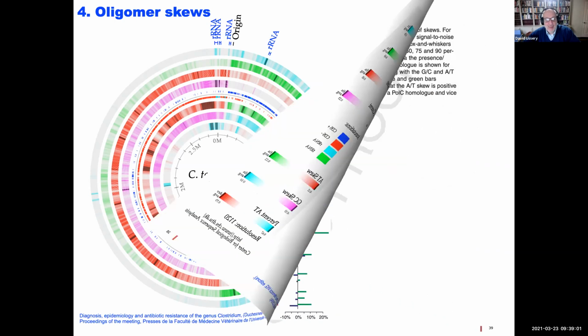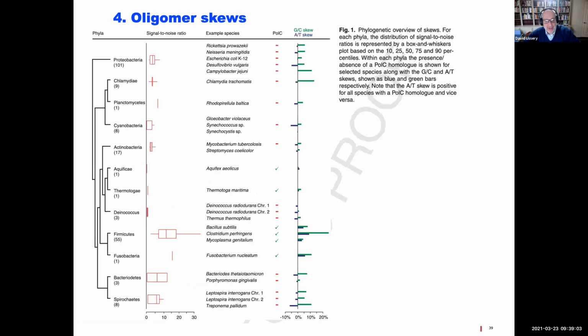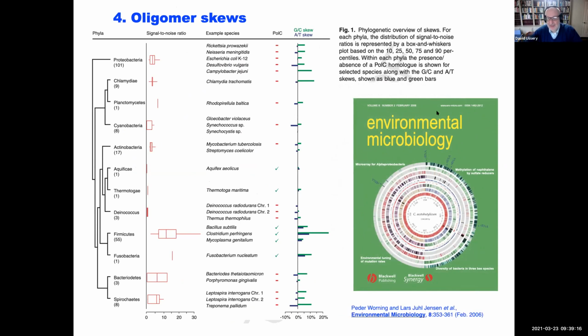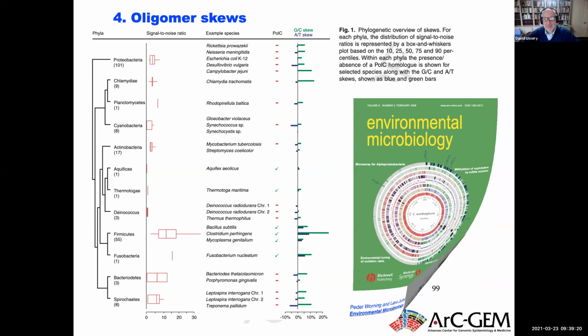And so what we basically looked at is a bunch of different organisms and the bias, and sometimes you see very strong, like I was saying. So the gram-positives, the G's and A's are on the same strand, and they have this particular proofreading enzyme called POL-C. And this is from Environmental Microbiology. We made the cover. That was kind of fun.